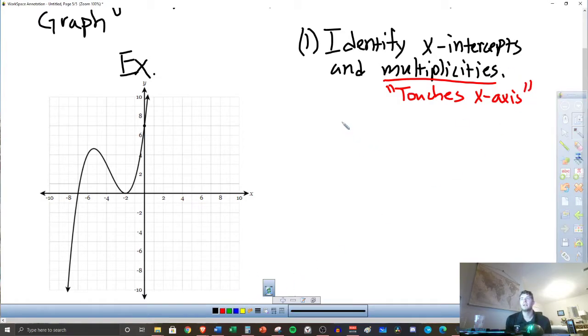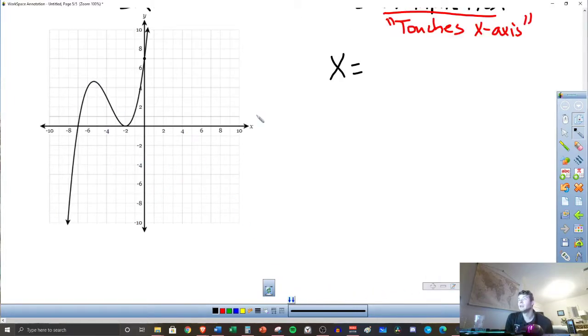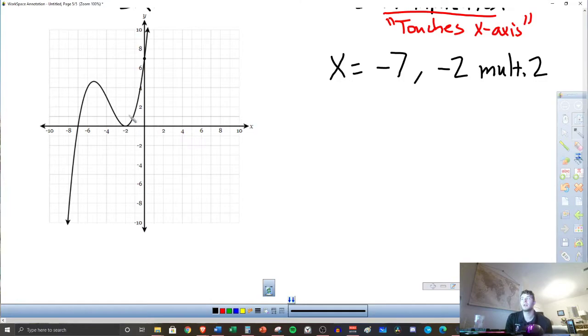Okay, so let's go ahead and identify the x-intercepts. I'm going to go ahead and pause. You're going to tell me what the x-intercepts are for this graph. So go ahead and put those in. All right, so for that, you should have put -7 as one of them, and then you should have put -2. Now, -2 has the multiplicity of 2 because it's just touching right there. And that minimum, the extrema, is also a 0. That's sort of the other way that we described it. So that's step 1. That's all we really needed to do.